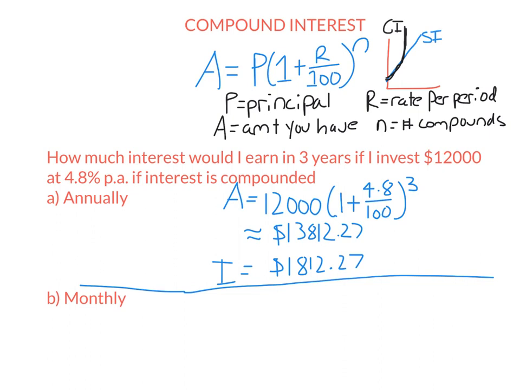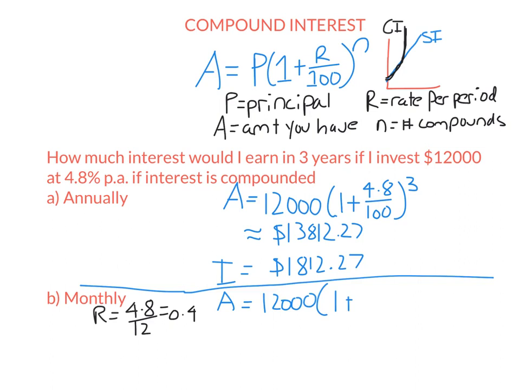It turns out we'll get a different answer if interest was compounded monthly. That is, if we recalculated the interest every month. So we're still going to use the same formula, A equals P, but this time the rate is 4% per annum, but we need to find the rate per month. So 4.8% per annum is actually 0.4% per month. Because there are 12 months in a year, I need to divide the yearly rate by 12. So that's 0.4% per month.